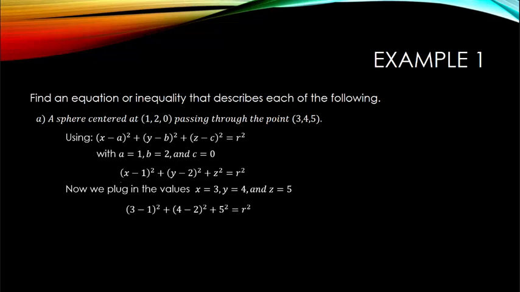And I get (3 minus 1) squared plus (4 minus 2) squared plus 5 squared is equal to r squared. This gives me r squared is equal to 33, so that my equation is written as (x minus 1) squared plus (y minus 2) squared plus z squared is equal to 33.